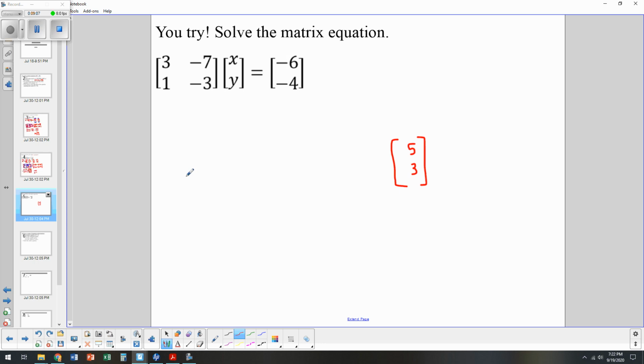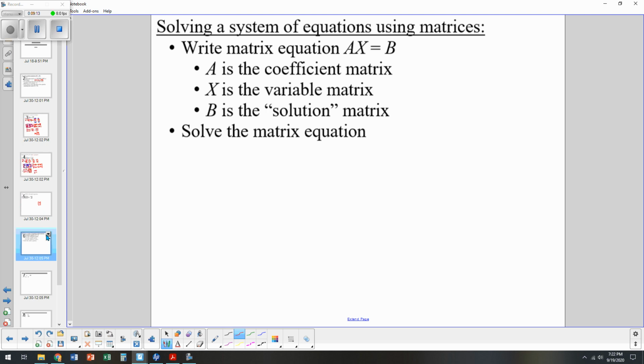All right, so you should have gotten x is 5 and y is 3. The reason we do this is because we can solve a system of equations using matrices. So we're going to make a matrix equation of our own. A is the coefficient matrix. So we're going to take the coefficients of the x values and the coefficients of the y values and create a matrix out of them.